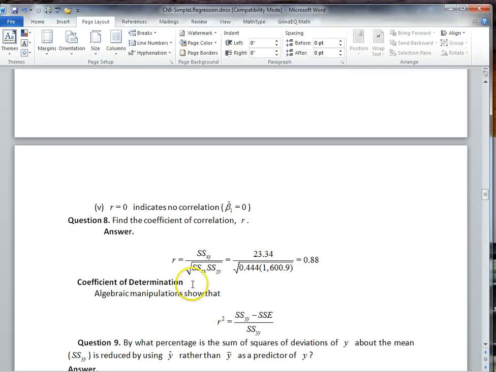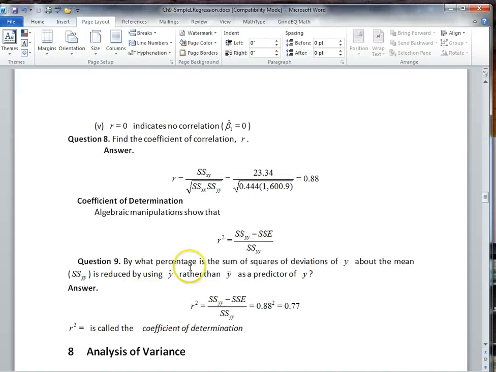Now, if I were to square both sides here and do some algebraic manipulations, I would find out that r squared equals this minus this over this. And let's look at this. So that's the total variability in y minus the error, which is the unexplained variability, over the total variability in y. So if I take the total variability minus the unexplained variability, that's the explained variability, and over the total variability, so that's the percentage of variability explained by this correlation.